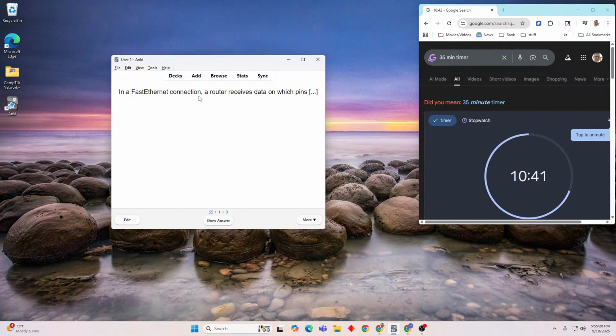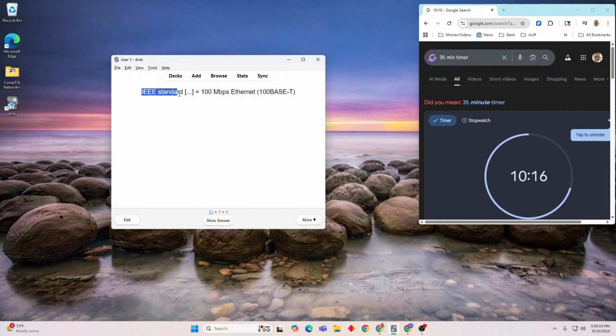In a fast Ethernet connection, a router receives data on which pins? 3 and 6. I don't care. In a fast Ethernet connection, a firewall receives data on which pins? Okay. I might have to, yeah, I don't care. I'm not gonna be the guy doing this, but this stuff would be good.